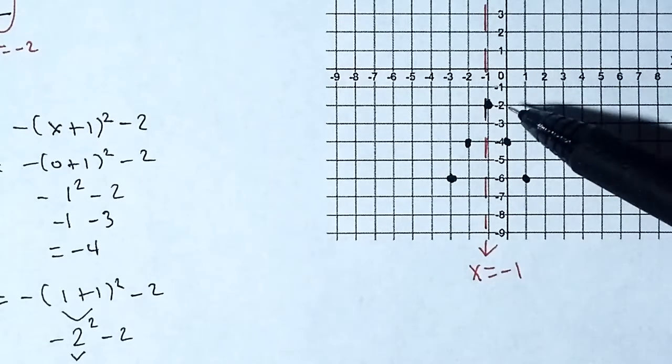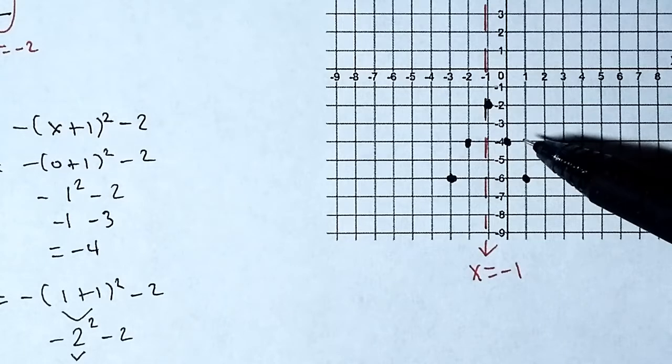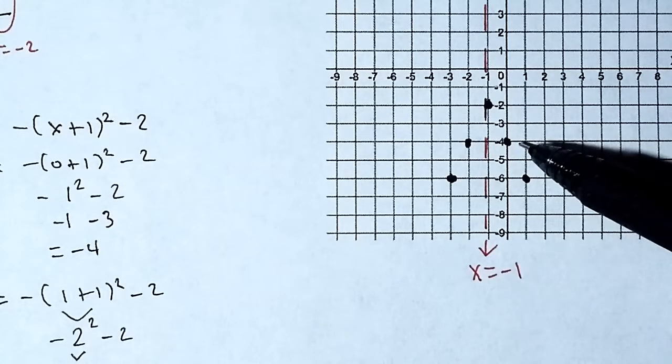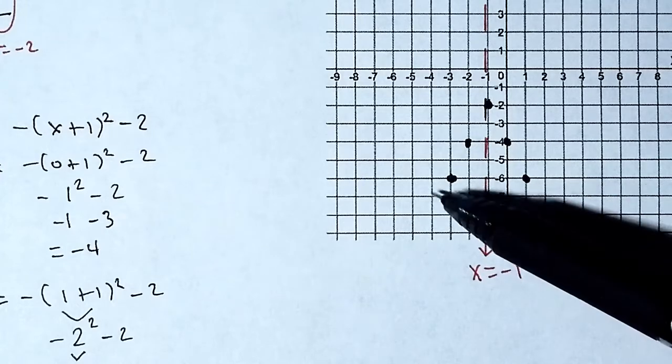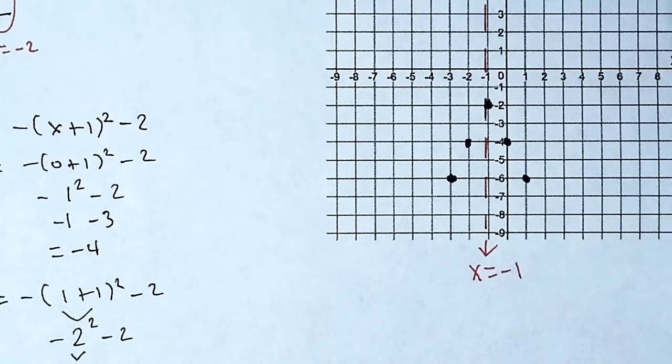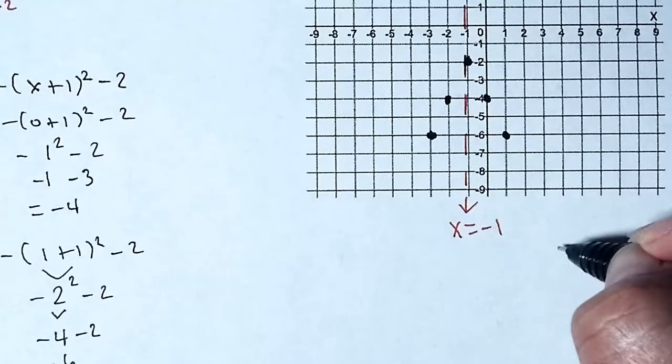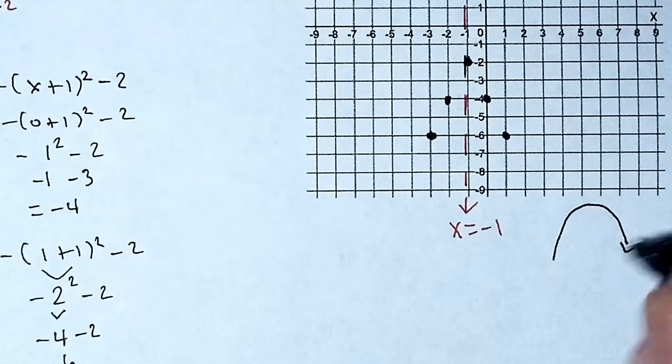So the first one came from the vertex, the second one came from our math, the third one came from the reflection, the fourth one came from more math, and the 5th one came from the reflection. So we are going to do our best to draw a nice smooth parabola opening down.